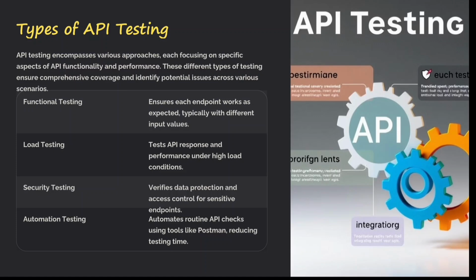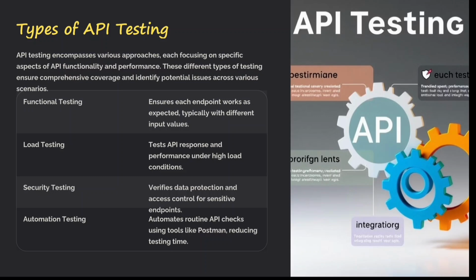Then we have security testing. In security testing we verify data protection, and in the API we pass the authorization token and API keys. We try to mimic the API keys, try to fake them, and try to access the API. That way we check the security of the API.